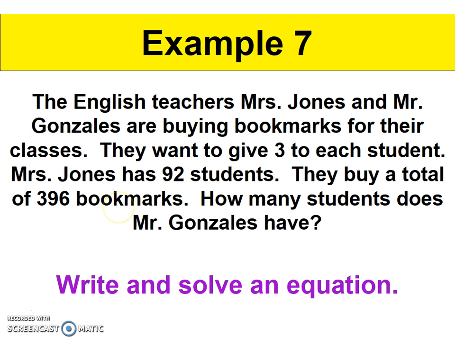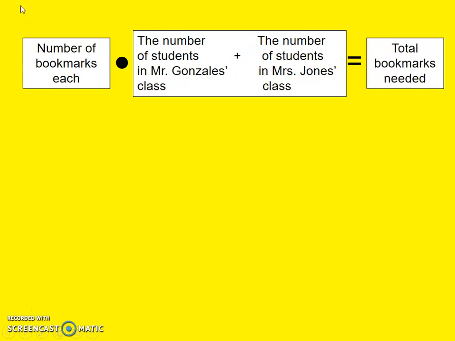All right, one more. The English teachers, Mrs. Jones and Mr. Gonzalez, are buying bookmarks for their classes. They want to give 3 to each student. Mrs. Jones has 92 students, and they buy a total of 396 bookmarks. How many students does Mr. Gonzalez have? And again, we want to write an equation and solve it. Okay, so we can say that however many total kids there are, we have to multiply that by how many bookmarks each kid is getting to get the total number of bookmarks.